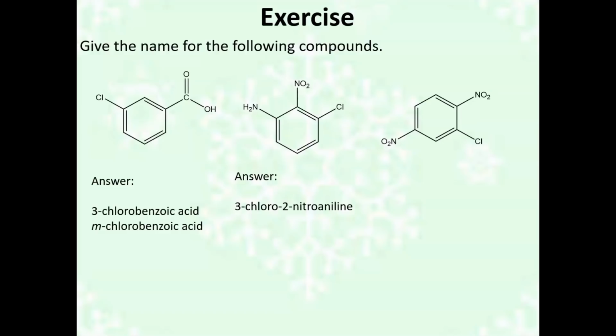The last structure has Cl and 2 NO2 as substituents. We know there is no new parent name here, so the parent name is benzene. The lowest combination possible is nitro at positions 1 and 4, and chlorine at position 2. So the answer is 2-chloro-1,4-dinitrobenzene.